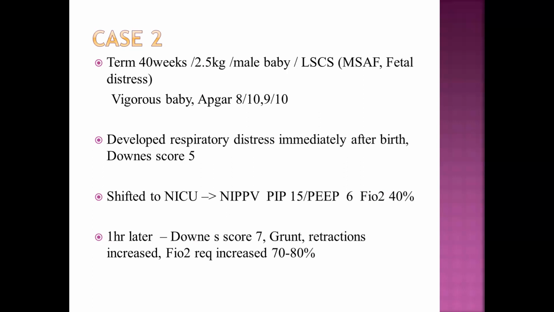Baby was shifted to the ICU and connected to non-invasive positive pressure ventilation with a PIP of 15, PEEP of 6, FiO2 requirement of 40%. 1 hour later, the Downes score has worsened. Baby is having severe retractions and grunting. The FiO2 requirement has increased to 70 to 80%.